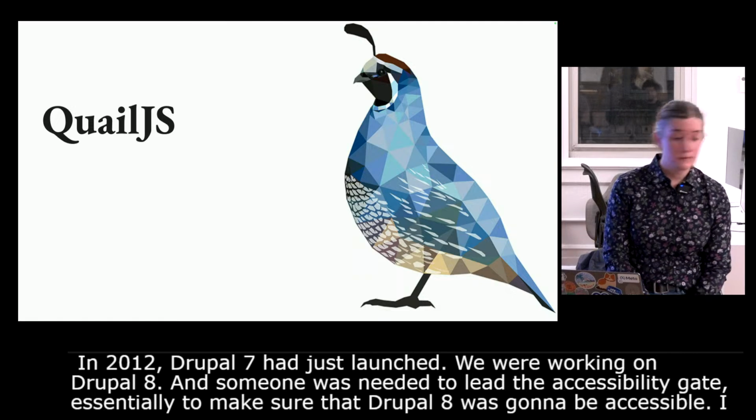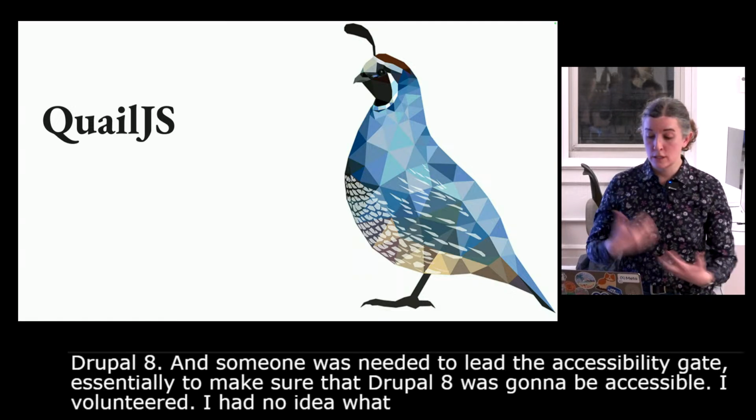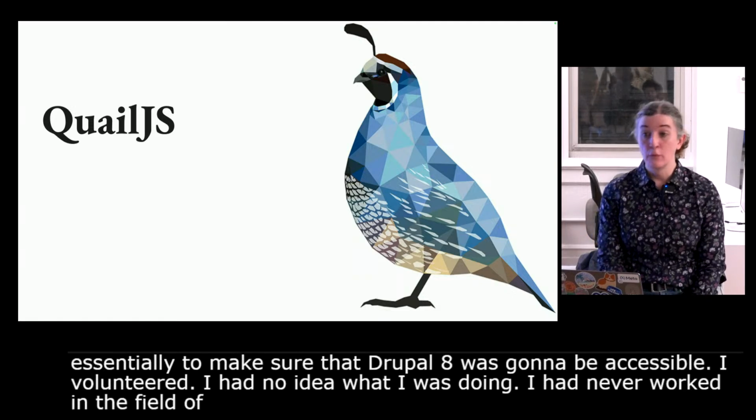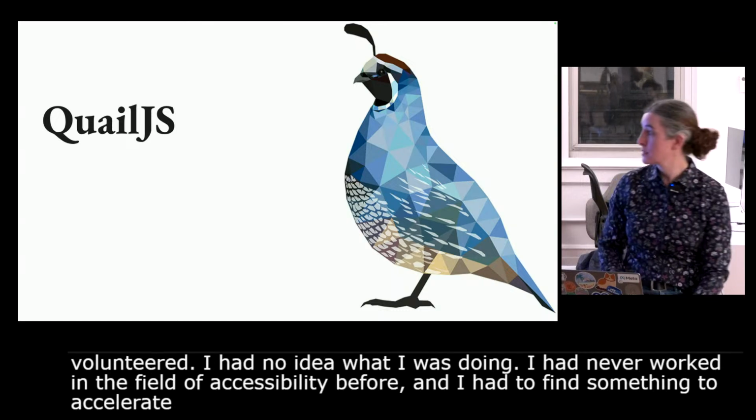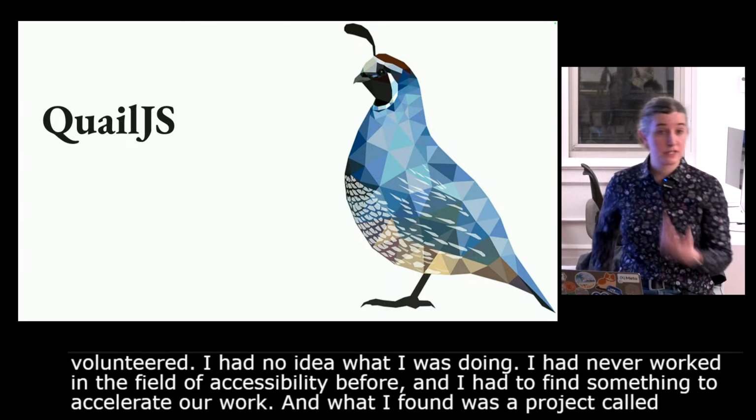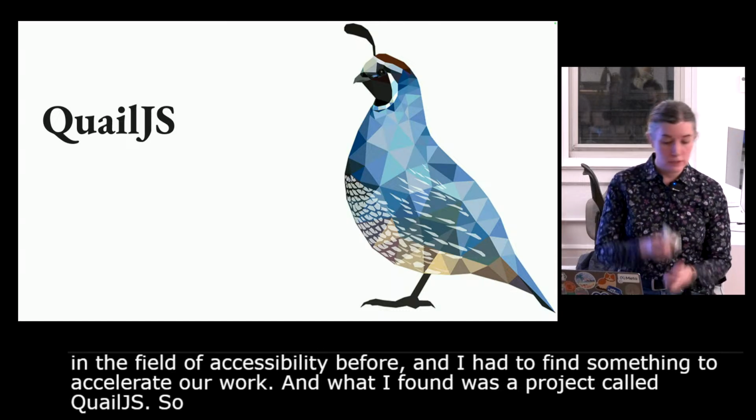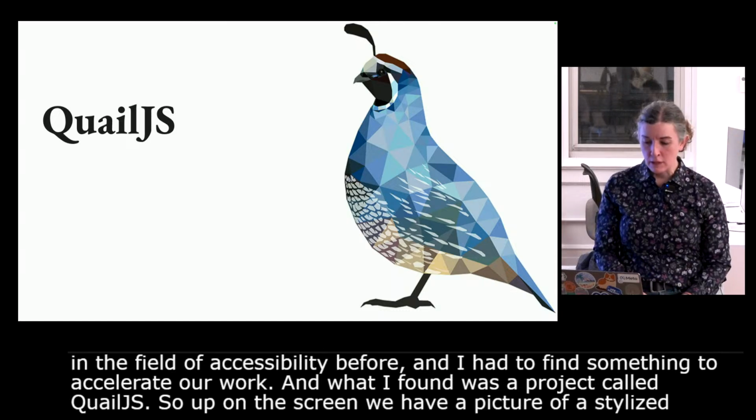I had never worked in the field of accessibility before, and I had to find something to accelerate our work. And what I found was a project called QuailJS. So up on the screen, we have a picture of a stylized quail bird, which was the logo for this project.